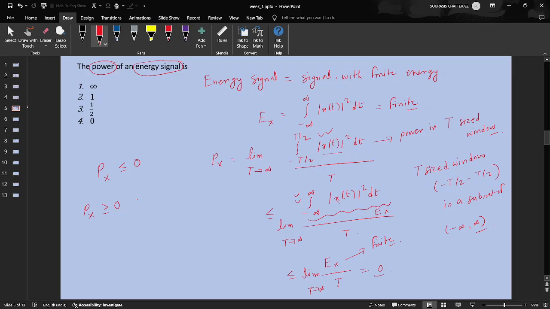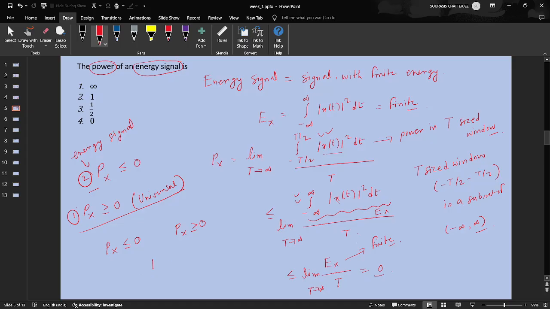So Px greater than or equal to 0 we already have. This is universal. It doesn't depend on any particular kind of signal. It is true for all kinds of signals. And for the energy signal, we obtained this as 2, and this we denote as 1. So this is true for all kinds of signals, and just for an energy signal we obtain this second inequality, which says that Px less than or equal to 0. So what is the value that is going to satisfy them both? Px less than or equal to 0 also needs to be satisfied, and Px greater than or equal to 0 needs to be satisfied.